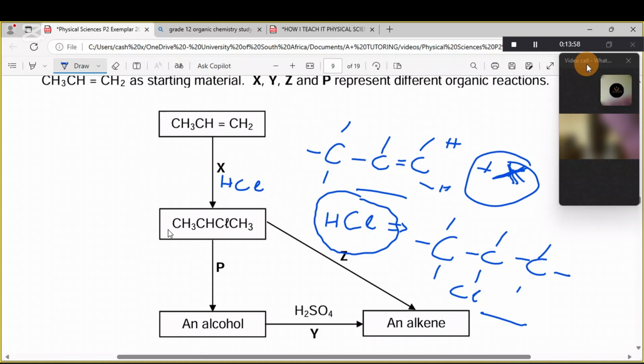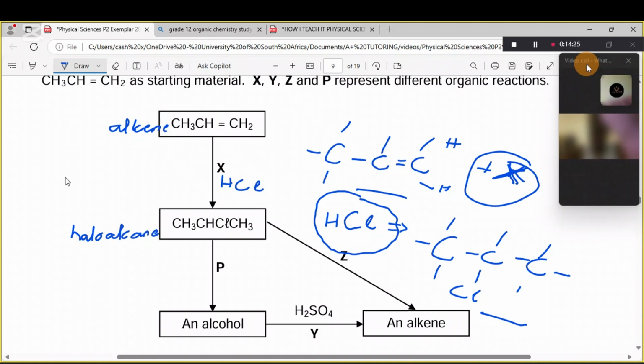Wait, does that line just represent what was added? Yes, that line represents a reaction. So they may also ask you what kind of reaction it is. Now I know what I added, I have to know what kind of reaction this is. What is this reaction called, where I come from an alkene and I go to a haloalkane?